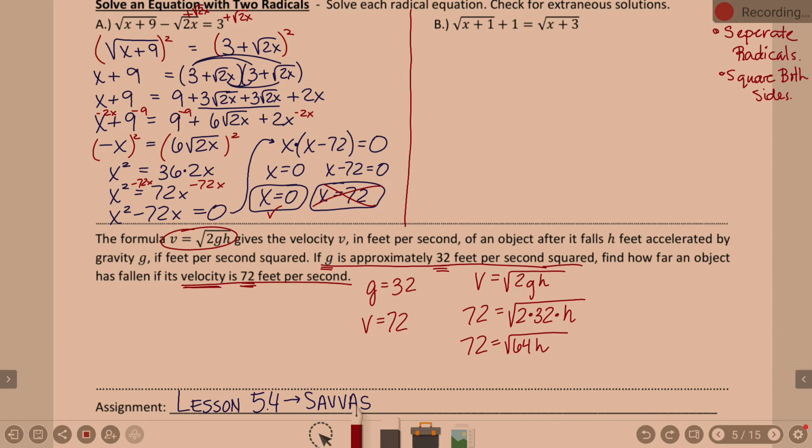Okay, and I'm realizing you guys are doing the opposite of what I did in my notes. The square root of 64 is 8, right? That would work. Okay, let's do that. So keep this as 72. The square root of 64 is 8. What about the H? Square root of H stays under the radical.